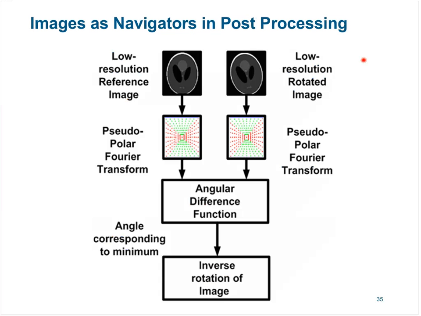And the idea was that you could reconstruct the low resolution images from the acquired data, and then you calculate the pseudopolar Fourier transform using the low resolution images, and then you calculate the angular difference function, and then you apply the inverse rotation to the images to correct for the rotation that occurred. So for this process, you need one reference image and the other one is the rotated image.